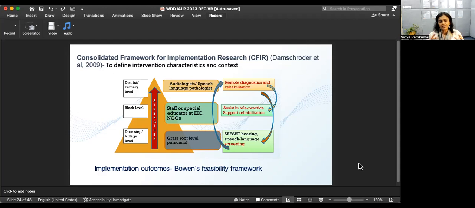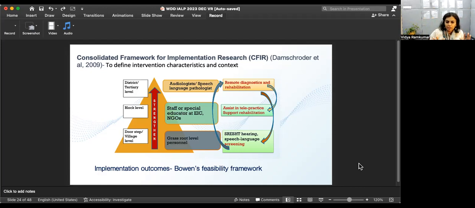And we conceptualized both a government model as well as a public-private partnership model, where we said either this work can be done by the audiologist, speech language pathologist at the tertiary care or the district level, or it could be anybody anywhere who's a private audiologist, speech language pathologist, who can fill the gap in the government and provide services remotely to these block level entities.